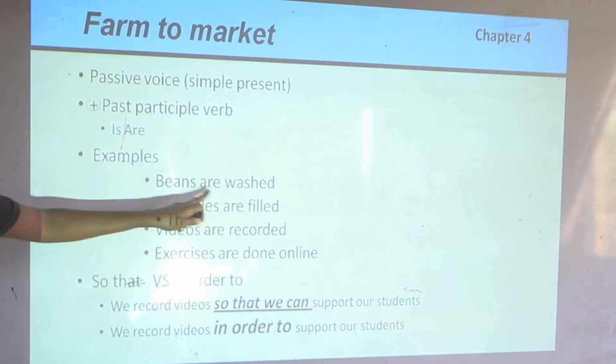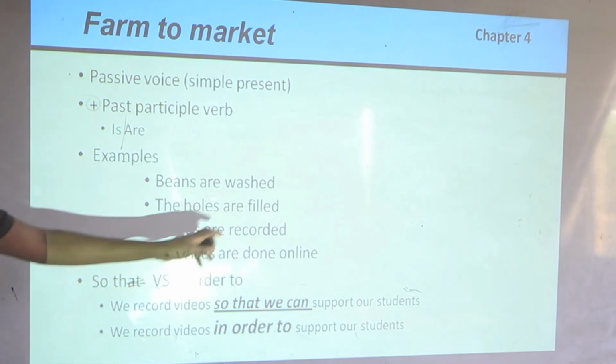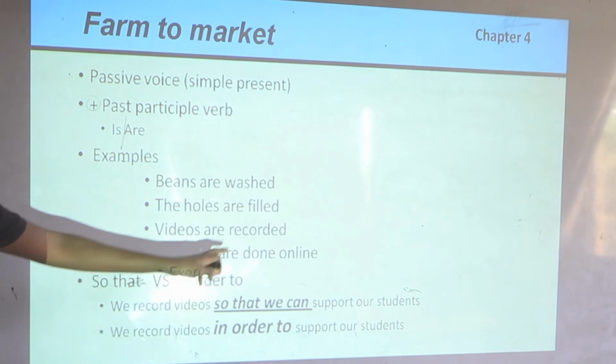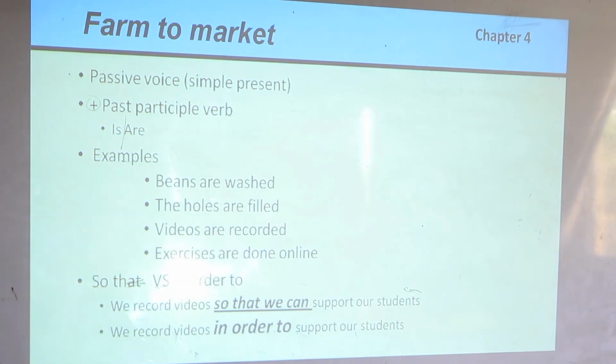Farmers wash beans. They fill the holes. Mohammed records videos. Students do exercises online. So it's not who the students are that is important, not who is recording the video is important also, and not who is washing or filling the holes with beans is important. This is the way you use a past voice.